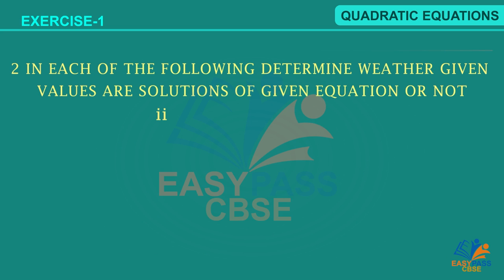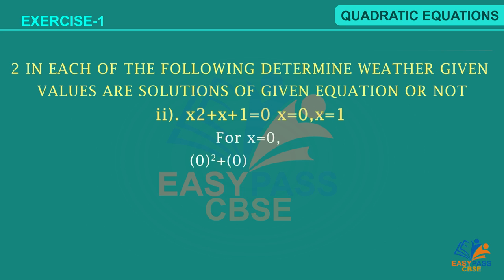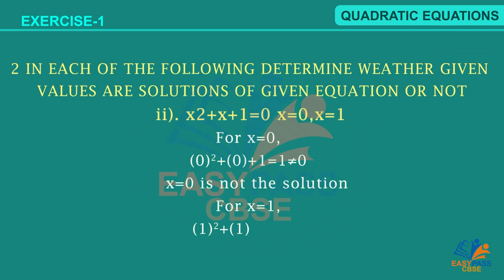Next, x square plus x plus 1 is equal to 0, x equal to 0 and x is equal to 1. By substituting x equal to 0 on the left hand side, you get 0 square plus 0 plus 1 or 1, which is not equal to 0, therefore x equal to 0 is not a solution. By substituting x equal to 1, we get 1 square plus 1 plus 1, which is equal to 3, which is not equal to 0, therefore x is equal to 1 is also not a solution.